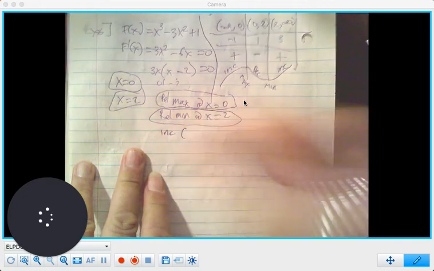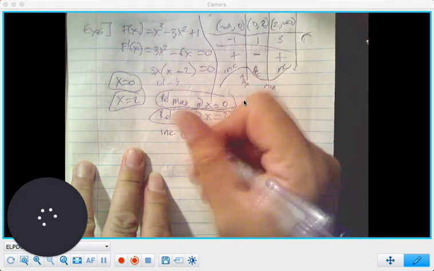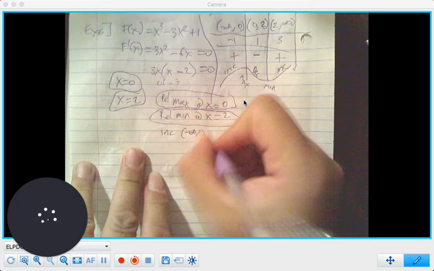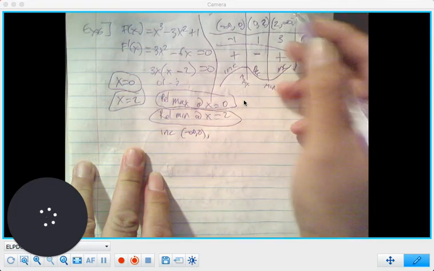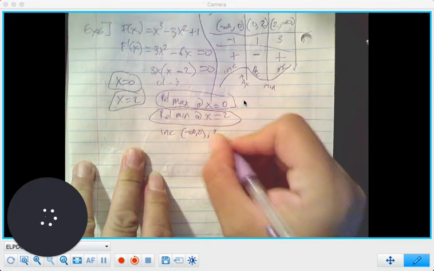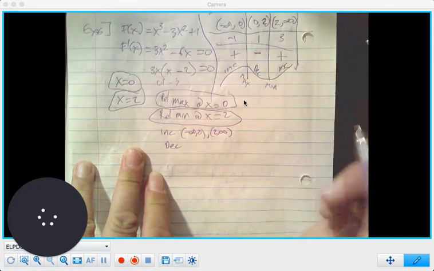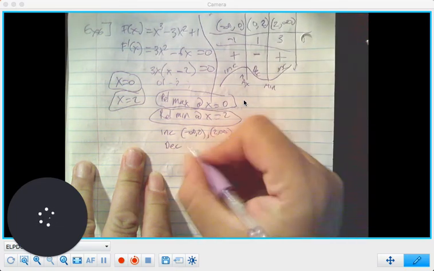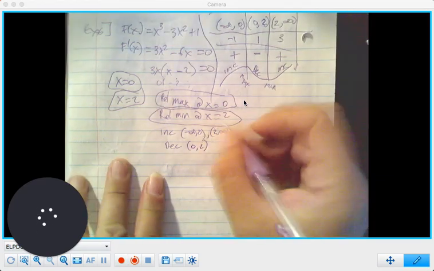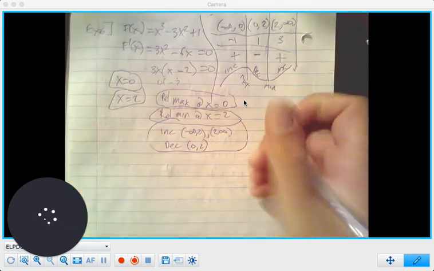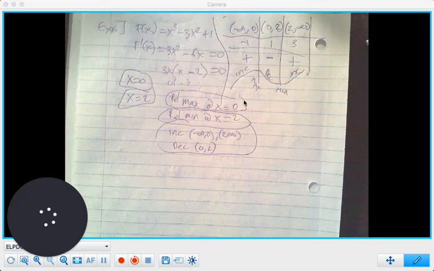Increasing, I have negative infinity to 0, comma, this one too, 2 to infinity. Decreasing is this one here. Okay, piece of cake. I think that's about it.